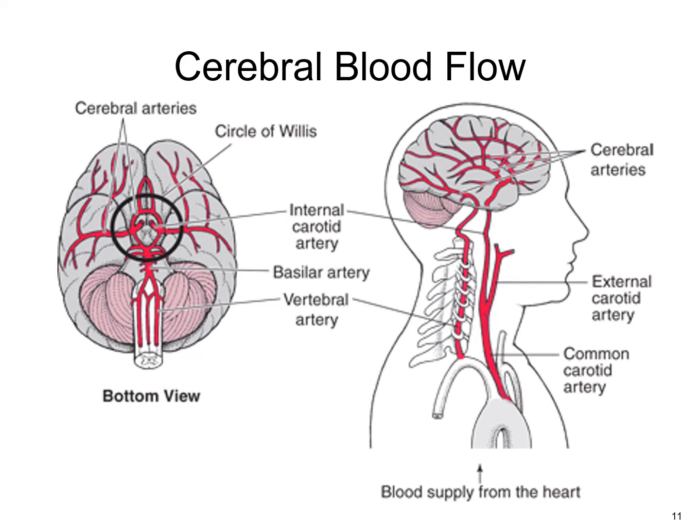Note that each internal carotid artery supplies the ipsilateral hemisphere. That means the hemisphere on the same side of the head. The basilar artery, formed by the junction of the two vertebral arteries, supplies structures within the posterior fossa, including the cerebellum and the brain stem.